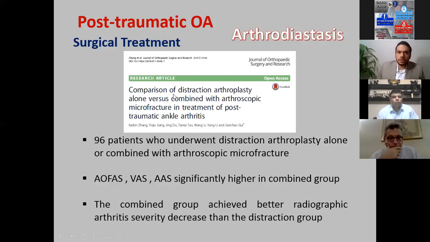This paper compares distraction arthroplasty alone versus when combined with arthroscopic microfracture. 96 patients underwent distraction only or combined surgery. The scores are higher in the combined group, and the combined group achieved a better radiological outcome than the isolated arthrodiastasis only.